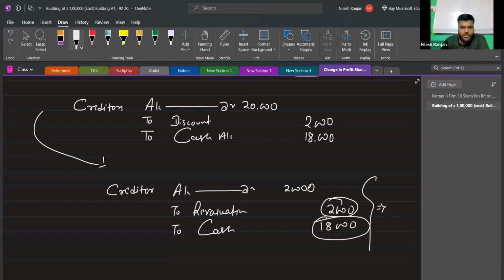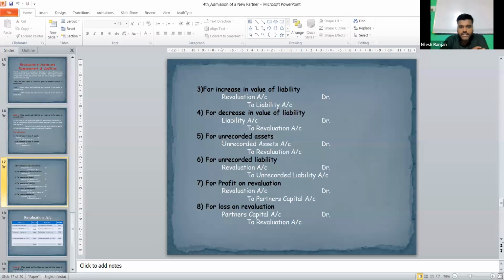Okay. The next entry is for unrecorded assets and unrecorded liability. So unrecorded assets account debit, revaluation account credit. For unrecorded liability, revaluation account debit to unrecorded liability account. Yes, sir. Because unrecorded asset is a profit, that's why revaluation is credited, and unrecorded liability is a loss.